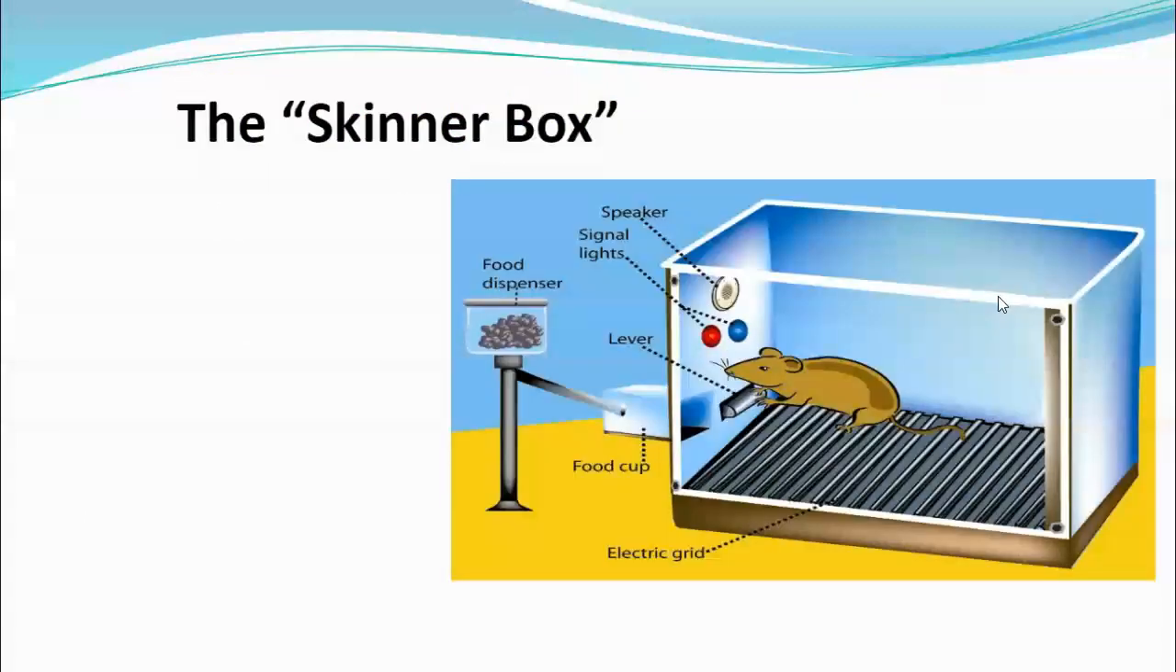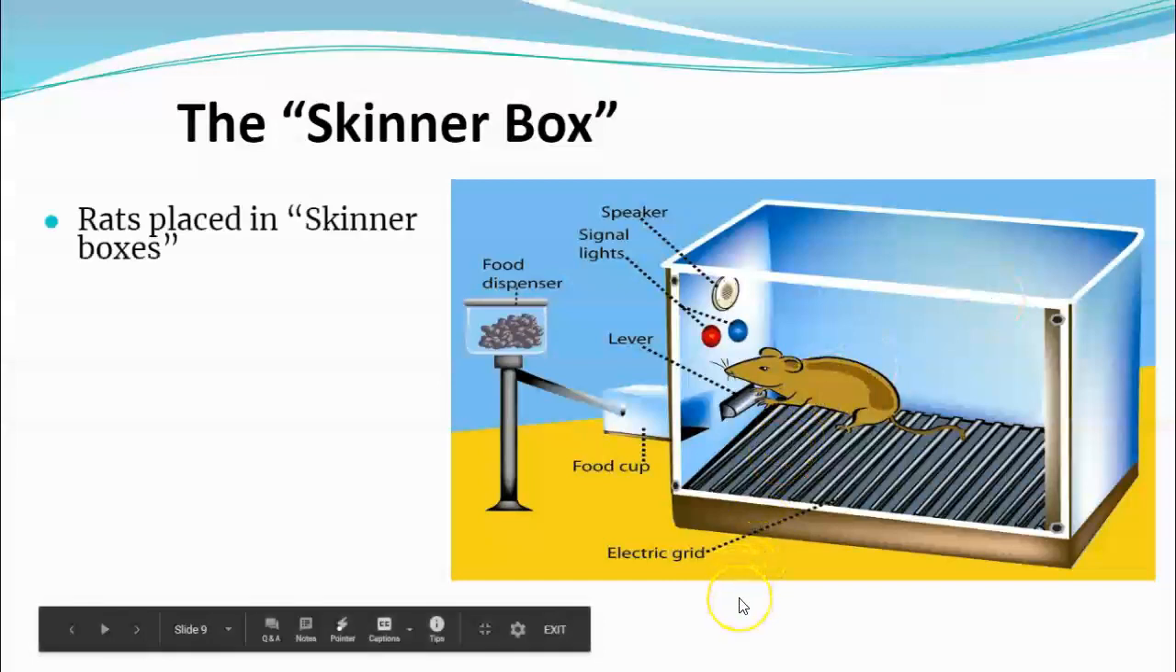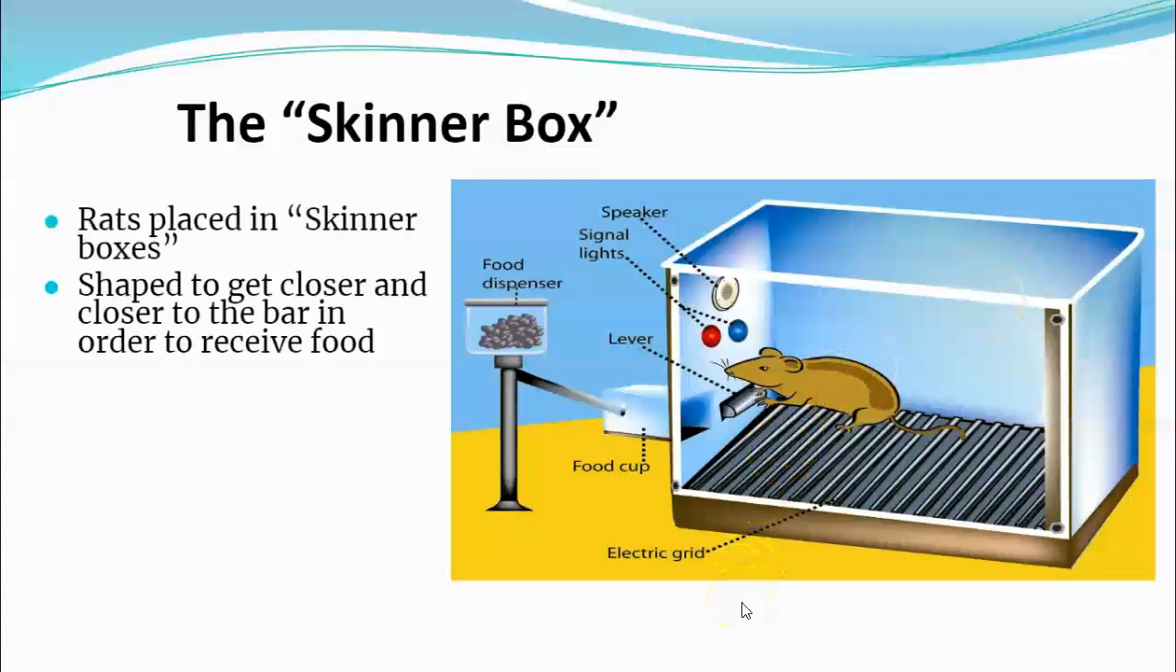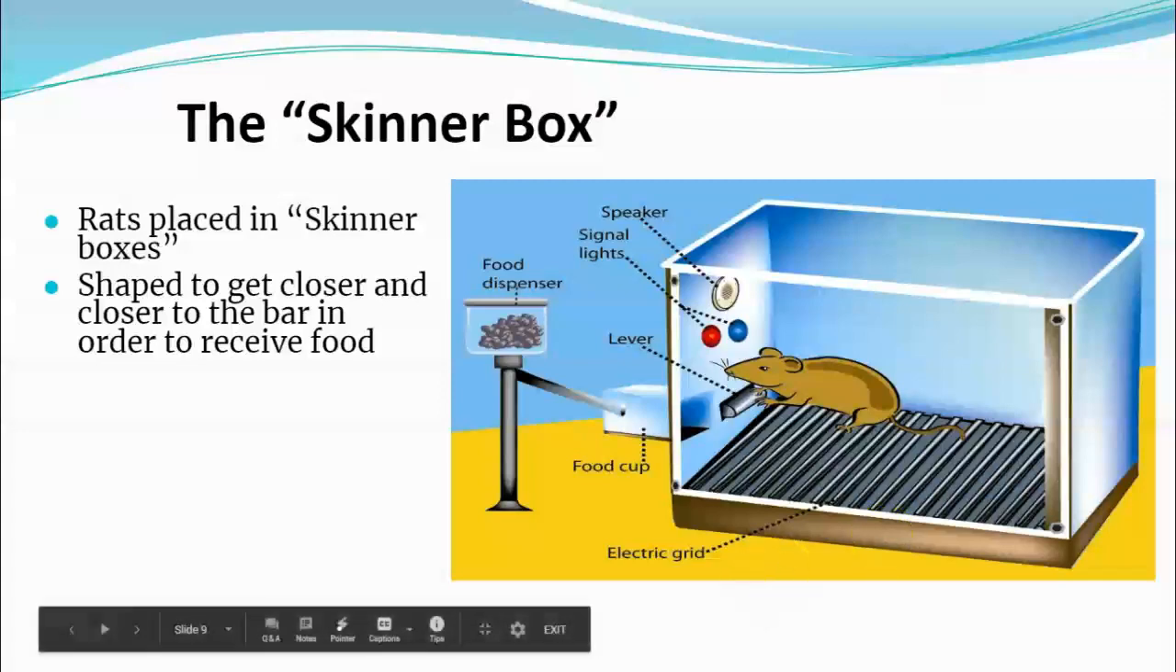So here's another picture of it. Basically, rats were placed in the Skinner box, and they did what we called shaping, getting closer and closer to the bar in order to receive food.